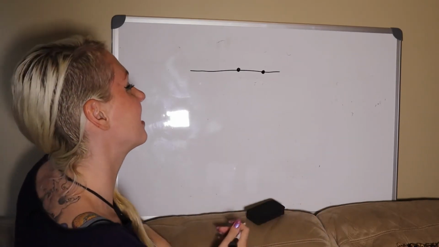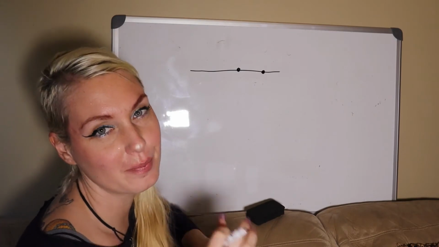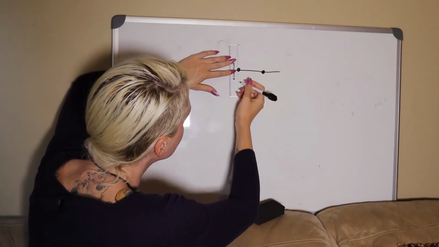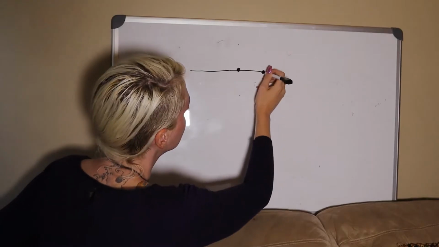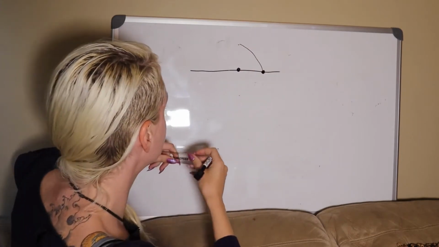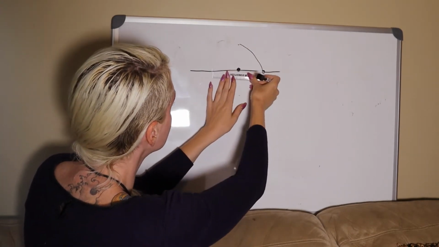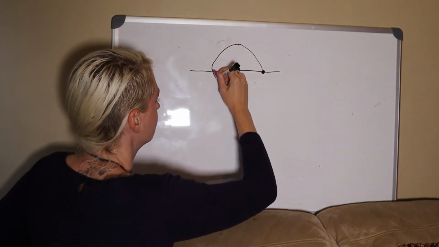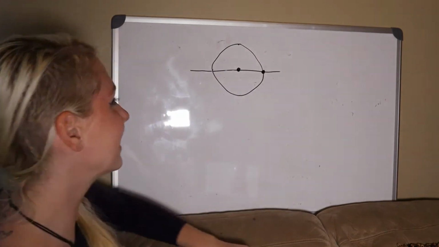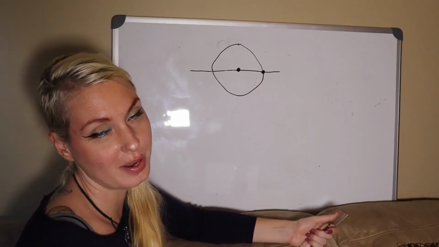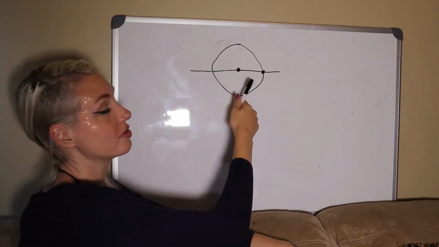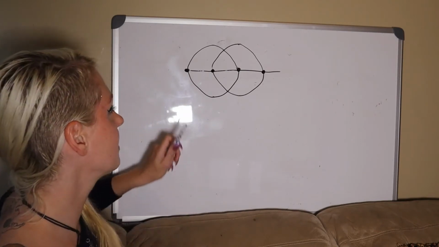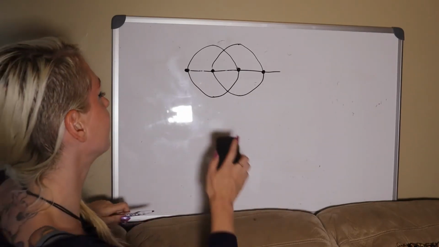I don't have a compass, so I'm just gonna cheat a little bit and measure it out so my circle is almost close to perfect. So to get the third point, we need to do the same thing, draw another circle with our second point. So now I'm going to erase the circles and label these from A to D.